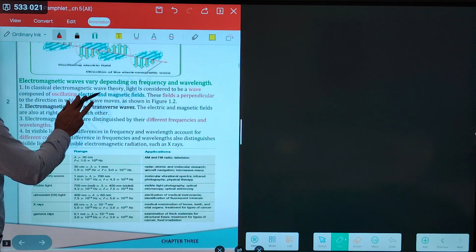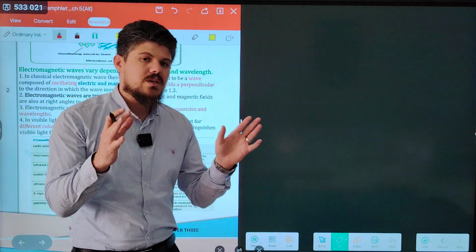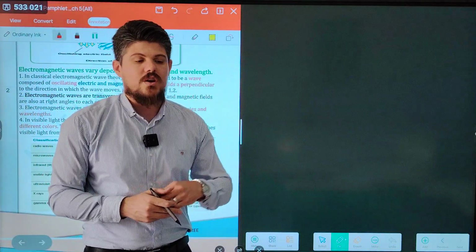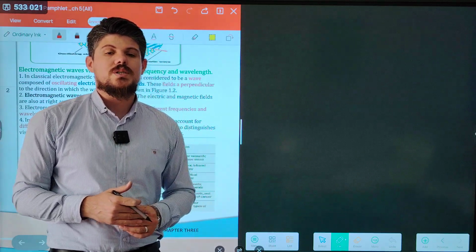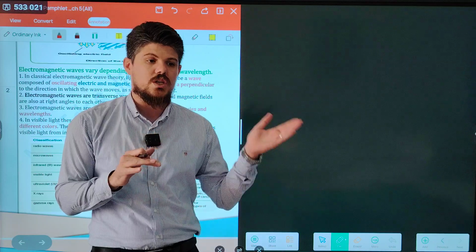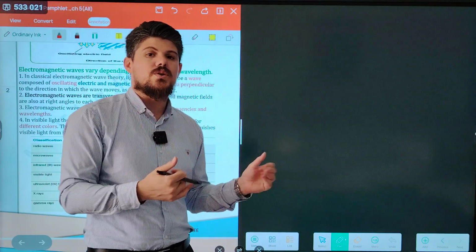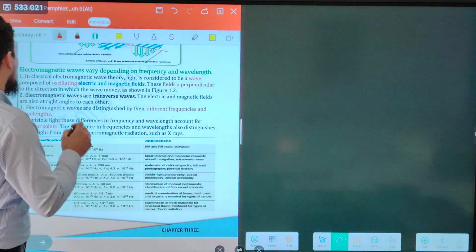This is the image of the figure of an electromagnetic wave oscillating between the magnetic field and the electric field. Electromagnetic waves vary depending on frequency and wavelength. We have 7 different types of electromagnetic wave, and each has its own frequency and wavelength. No two have the same wavelength and frequency, but they all have the same speed in a given medium.